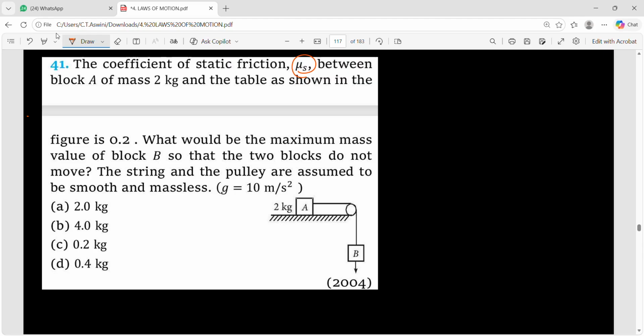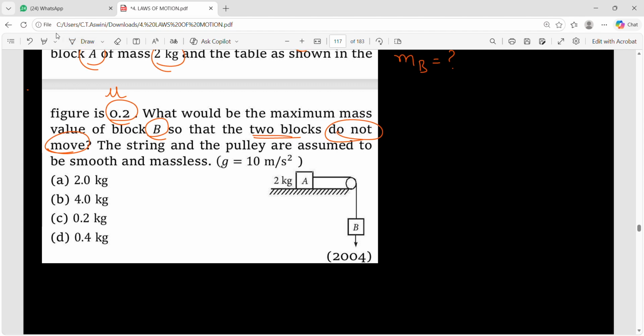The coefficient of static friction between block A. Okay, see the diagram. Two blocks, one is hanging, the other is on the table. A block mass is 2 kg. This is on the table. Coefficient of friction mu is 0.2. What would be the maximum mass of the block B? You have to find the mass of block B, the question mark, so that the two blocks do not move.